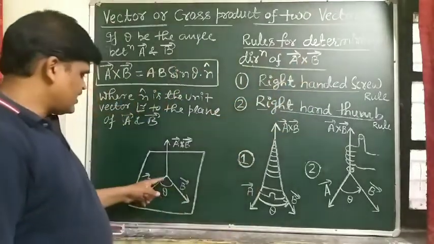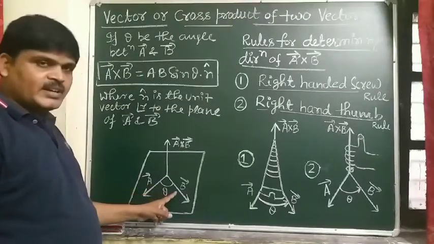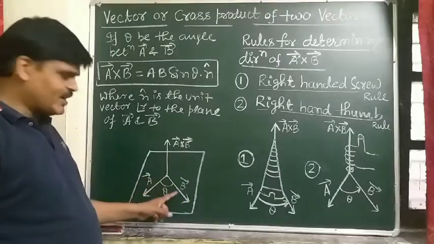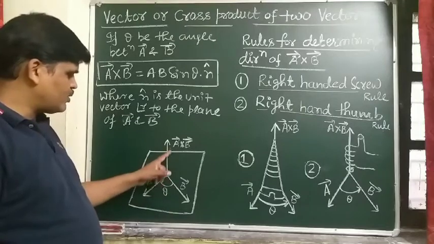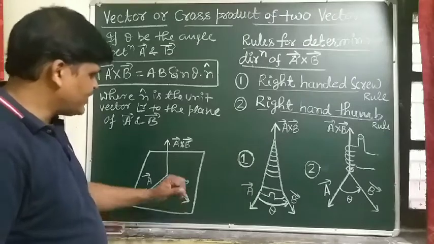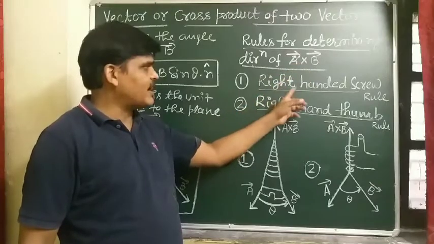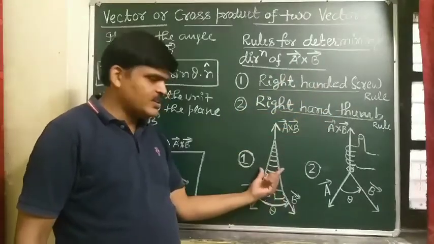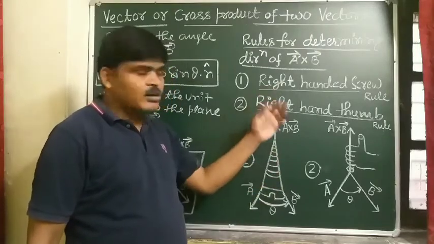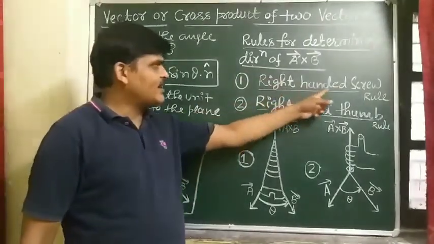Student, see the diagram here. Here vectors A and B have angle theta between them. Vectors A and B are in the plane of the paper, and the direction of A cross B is perpendicular to the plane containing vector A and vector B. The first rule for determining the direction of A cross B is the right handed screw rule. This is the diagram of a screw, and listen carefully to how you will find the direction of A cross B by the right handed screw rule.